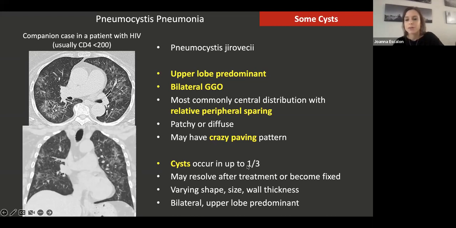Cysts occur in approximately one-third of these patients. The cysts might resolve after treatment or become fixed, and they vary in shape, size, and wall thickness, and they're usually upper lung predominant, similar to the ground glass opacities.